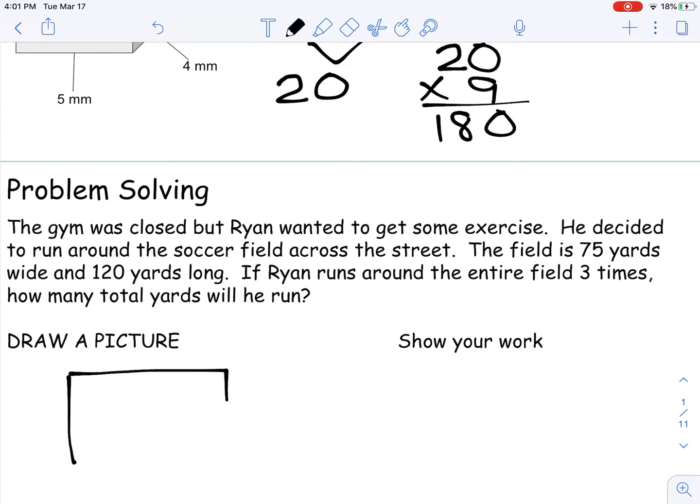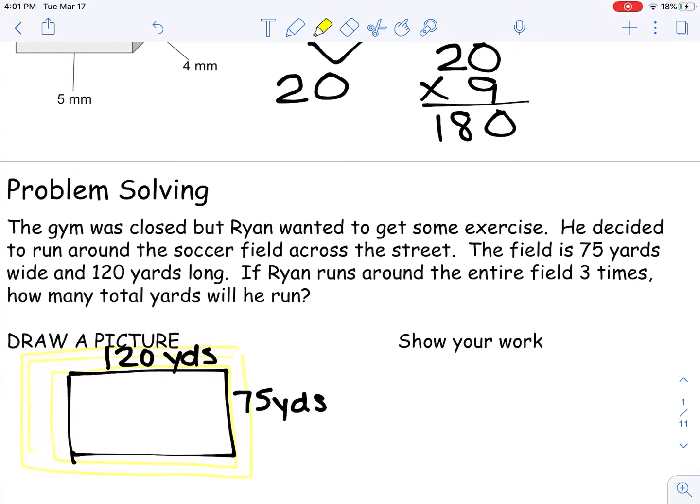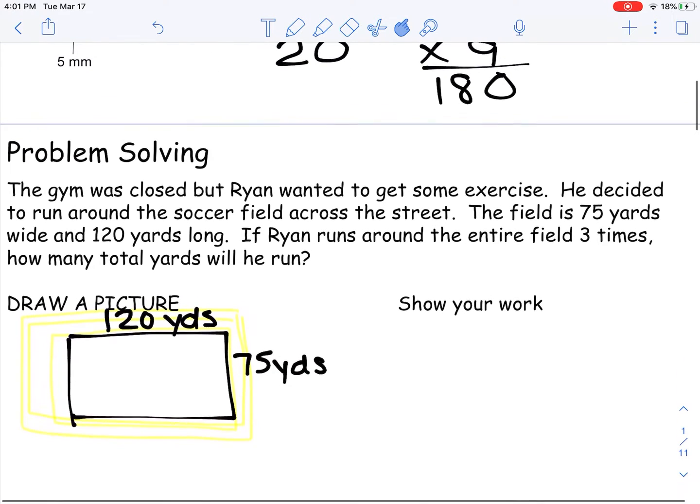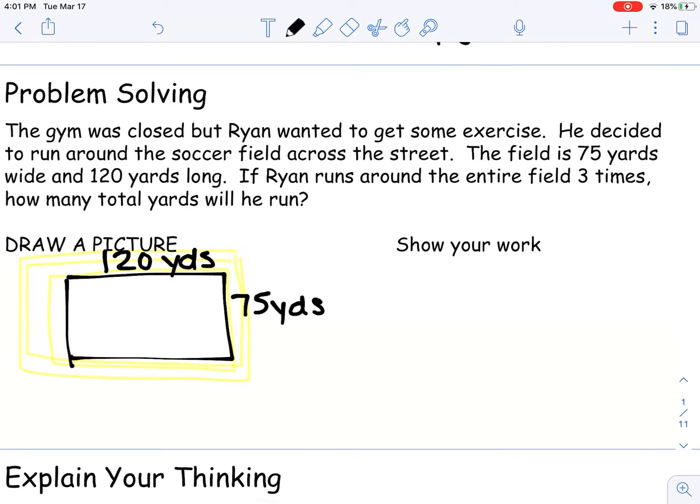So if this is my field, 120 yards long, 75 yards wide, and he's going to run around this not just once, not just twice, but 3 times. So I need 3 times the perimeter. To do that, we first need to calculate the perimeter. Again, we've been working on this for a little bit now, so we add up all of the measurements.